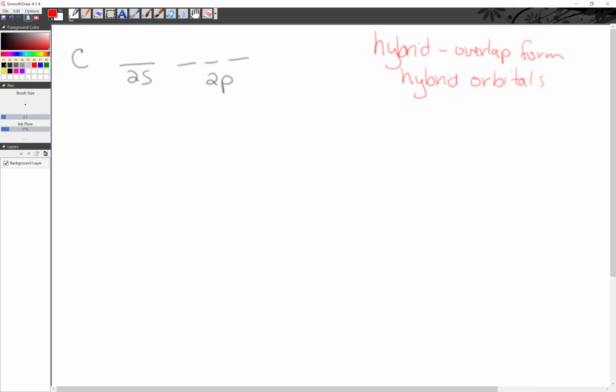So what are our possibilities? We could have an S come in contact with a P. Okay, that was an ugly P. All right, but if you add those two together, those are two atomics, and they would come together to form two hybrids. So two atomics would make two hybrids.